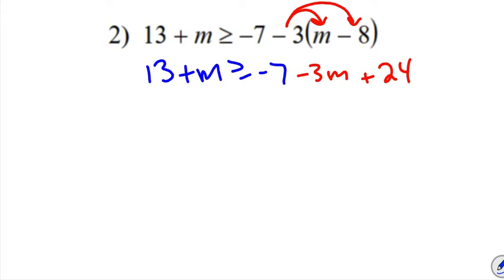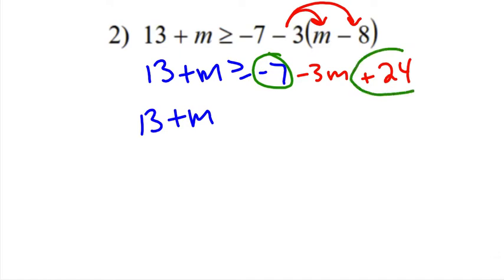Next step, on my left-hand side, we can't do anything with this. My right-hand side, though, I do have some like terms. I have a negative 7 and a positive 24. So I'm going to, first of all, bring down the negative 3m. Negative 7 plus 24 gives me a positive 17.